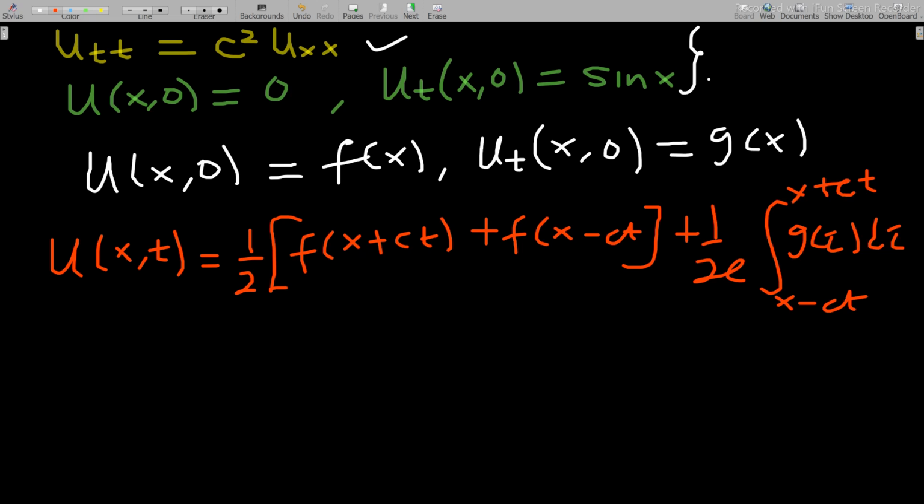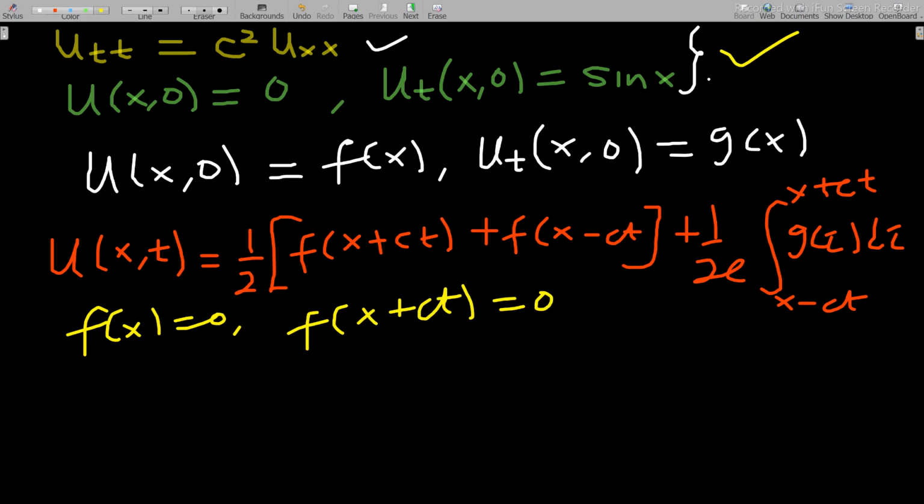We proved this formula in our first discussion. So this is the solution. Now comparing this to the question above, it means that our f(x) in this question is equal to 0. So f(x+ct) is equal to 0, and f(x-ct) is also 0. They are the same because you don't have any expression in f(x) for us to put x+ct in, so it is a constant function.